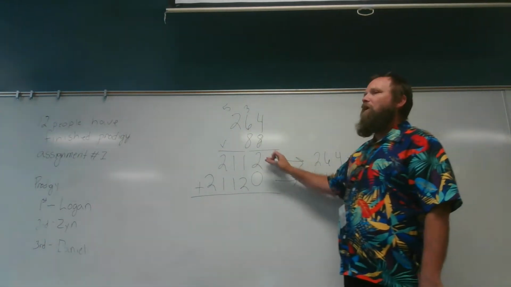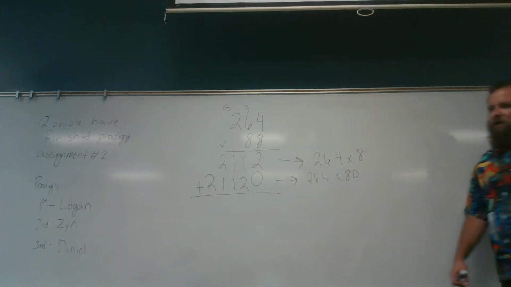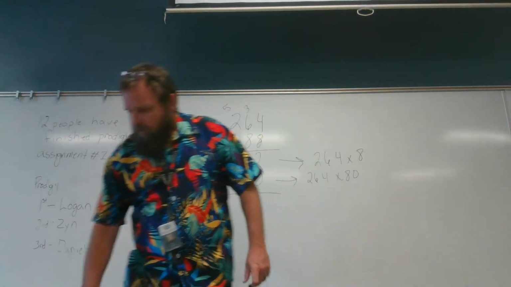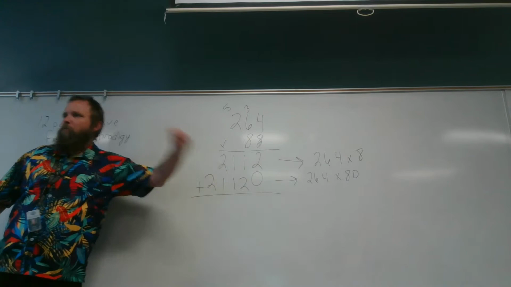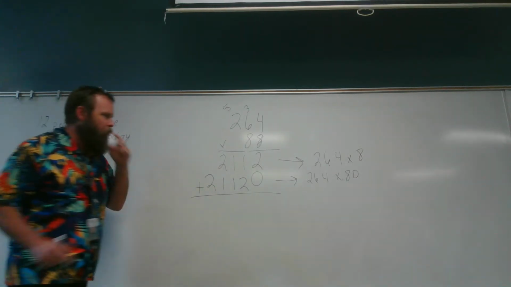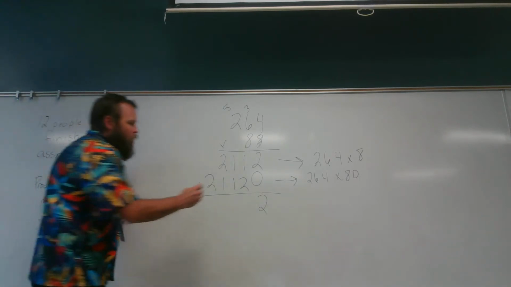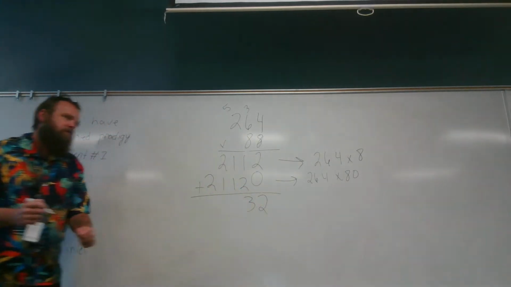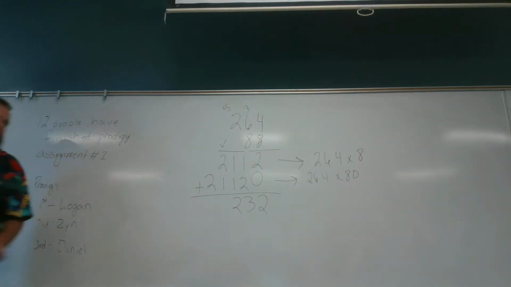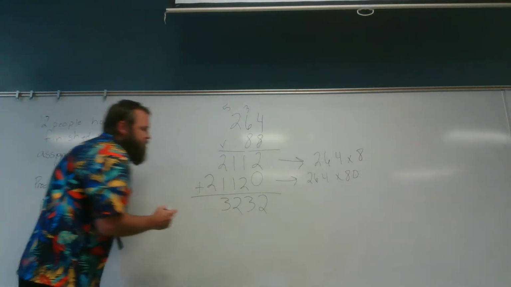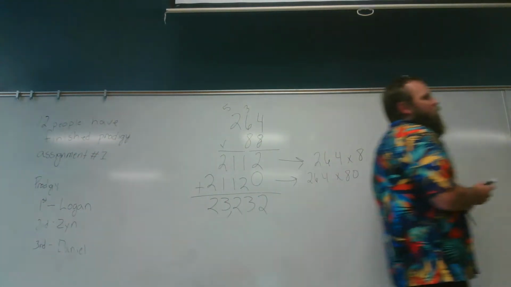Then I just have to find the sum of these two products. And my helper will be Jacob M. What goes in my ones place? 2. What goes in my tens place? 3. What goes in my hundreds place? 2. What goes in my thousands place? 3. What goes in my 10,000s place? 2. Jacob M., how do you say that number?